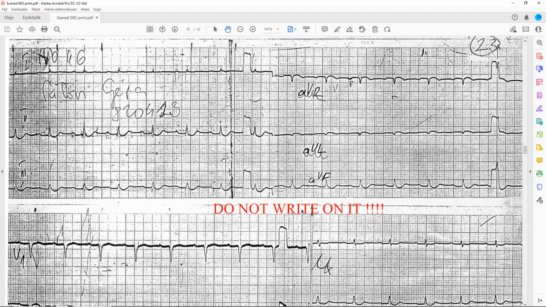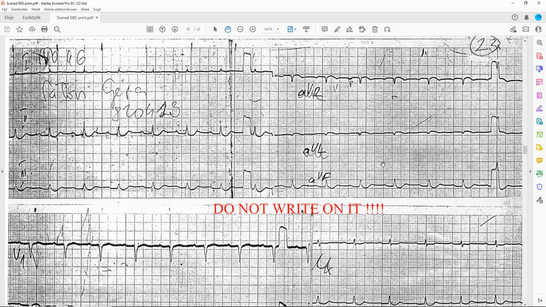It's not second degree, because everything is conducted. I'm trying to remember the arithmetic. What's another word for primary? First degree. First degree AV block. Okay, so we have a first degree AV block.